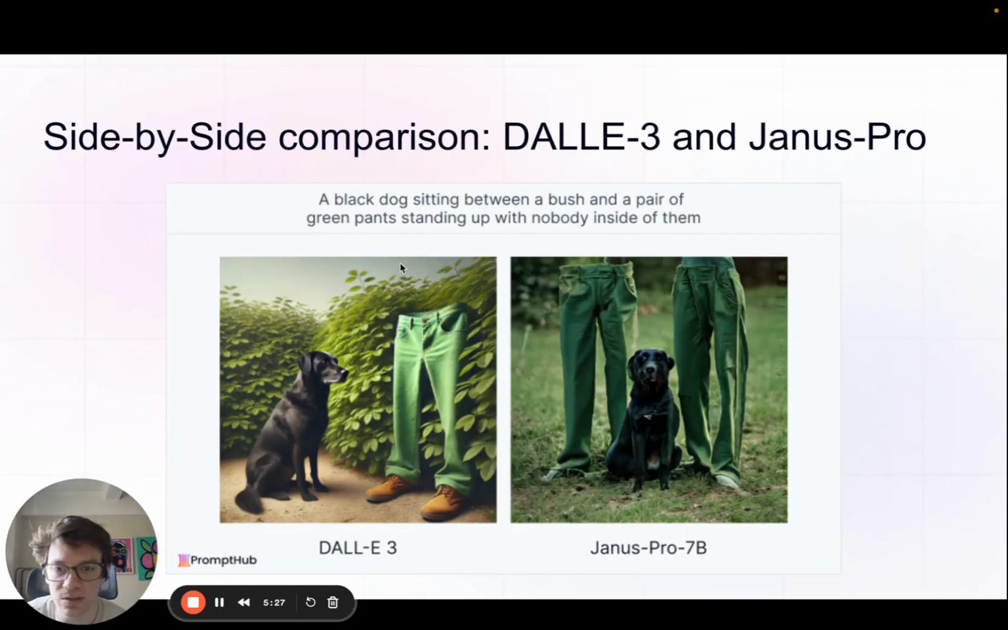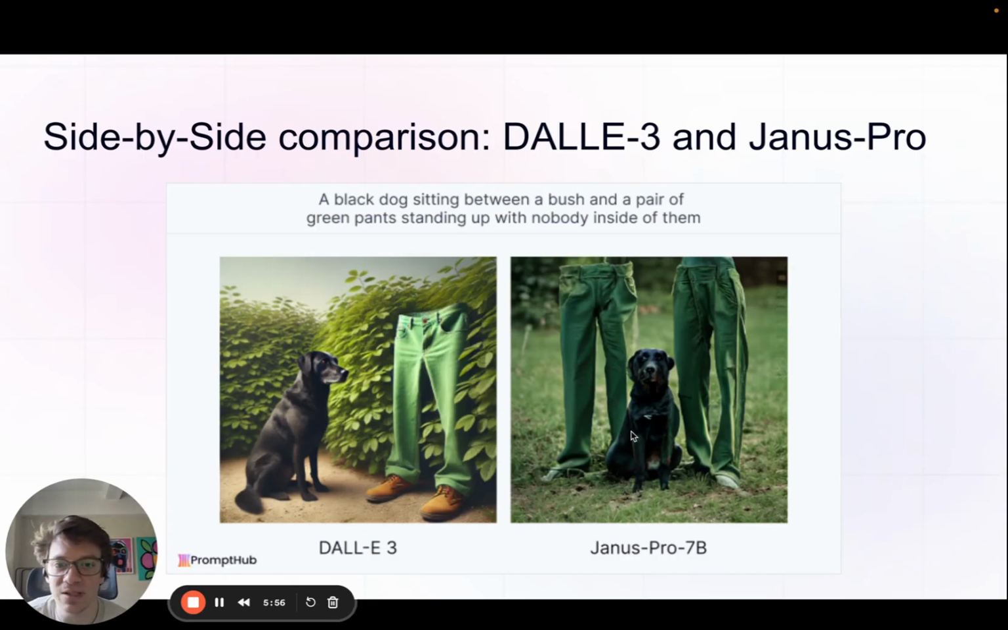Here's that example we talked about before: black dog sitting between a bush and a pair of green pants standing up and nobody inside of them. So DALL-E gets it more correct. It adheres to the prompt better. The dog is between the bush and a pair of pants. All of DALL-E's images look very AI, very DALL-E like. The pants here, I would say, are much more realistic looking. There are obviously issues like this seam. The dog at first glance looks pretty real, but if you zoom in, its eyes are all messed up.